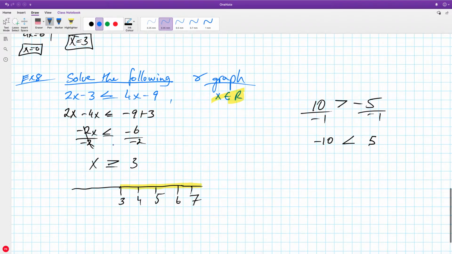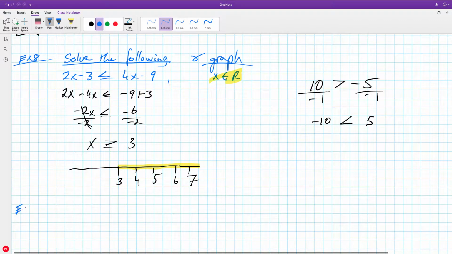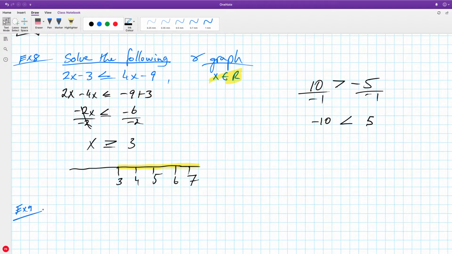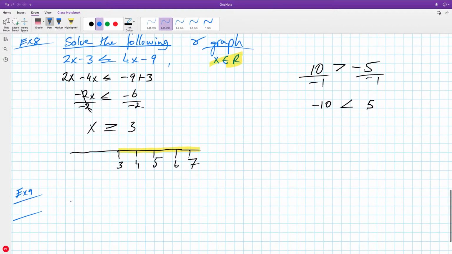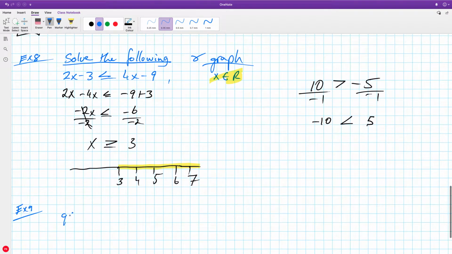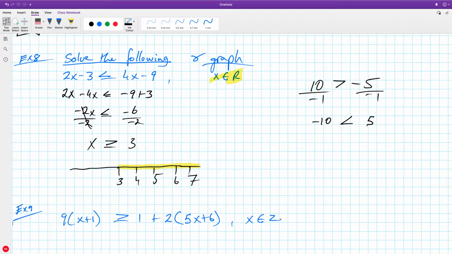Right, we'll do another one of those just to make sure we're fully alright now. 9 times x plus 1 greater than or equal to 1 plus 2 times 5x plus 6, where x is an element of Z.